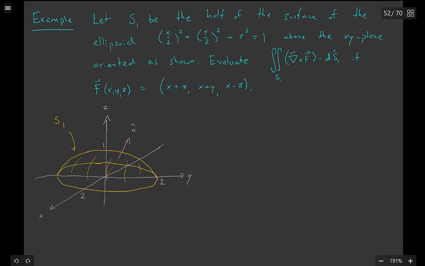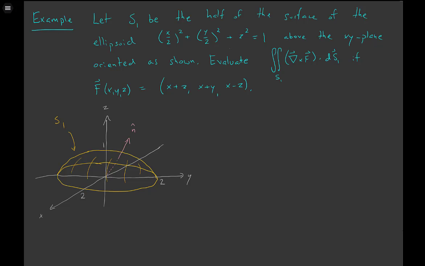So here we've got this surface that we've denoted S1. We're using the index 1 because we'll be introducing a different surface later on. But this surface S1 describes the top half of the surface of the ellipsoid (x/2)^2 + (y/2)^2 + z^2 = 1. So I've sketched this in yellow, and I've drawn a normal vector to this surface to show you how it's oriented. It's important to keep in mind that this surface is open underneath, so in the xy plane there's no surface there.